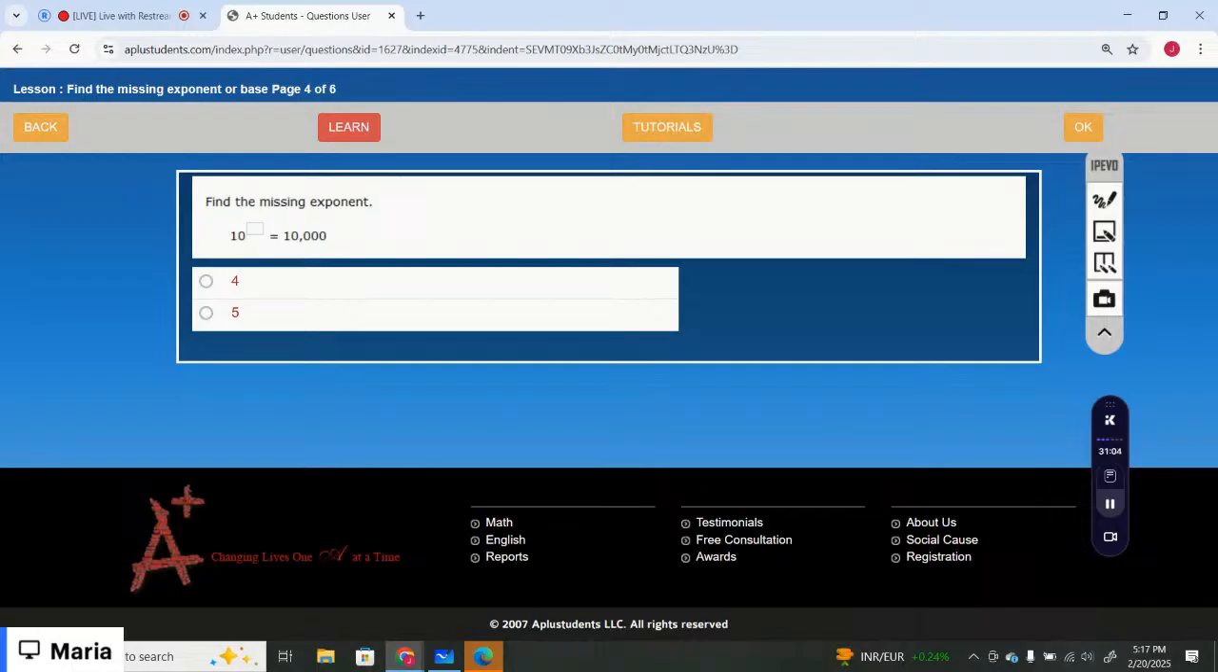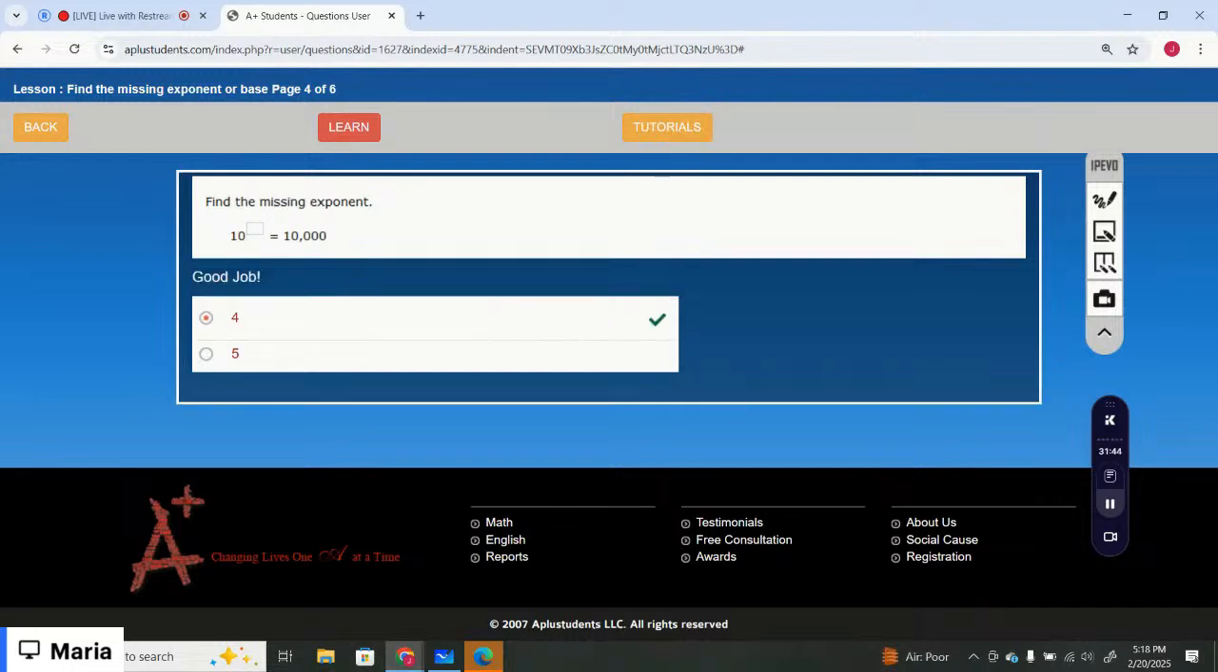Find the missing exponent. 10 to the missing exponent equals 10,000. The correct option is 4. Option number 1 is the correct option.